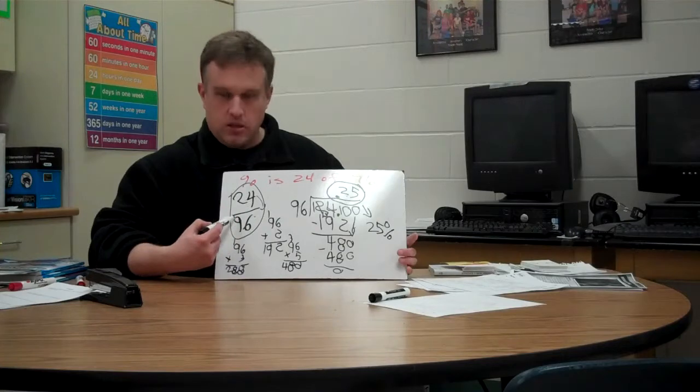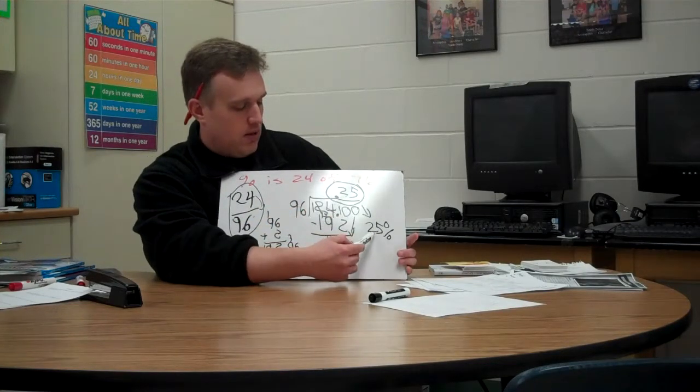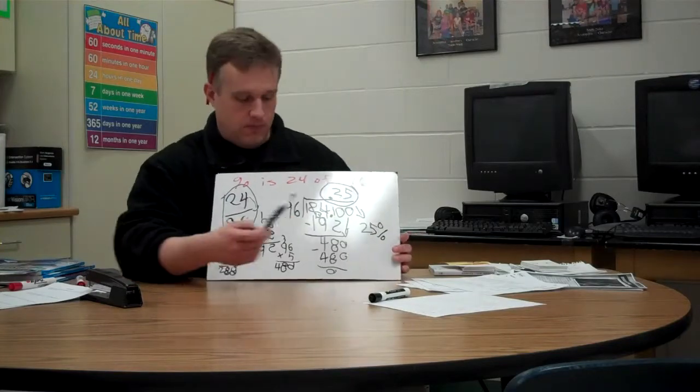Okay, so fraction, 24 96, decimal, 25 hundredths, percent, 25%. Okay, so that's number 1. Let's do one more together.